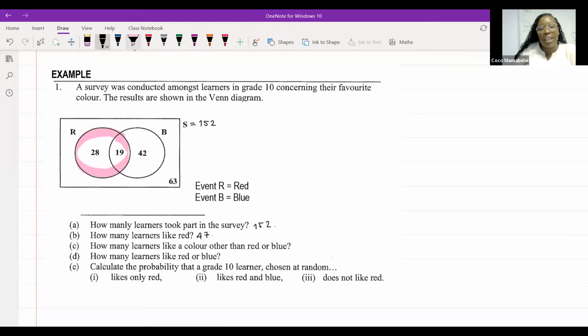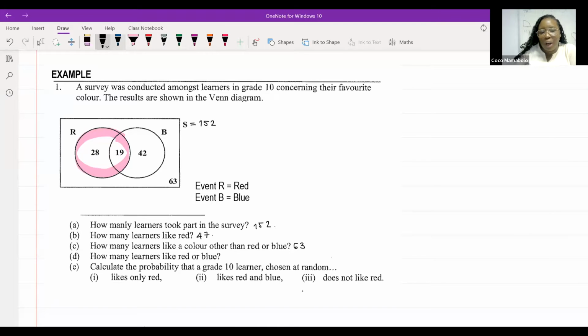How many learners like a color other than red or blue? A color that is not red or blue. The answer is 63.